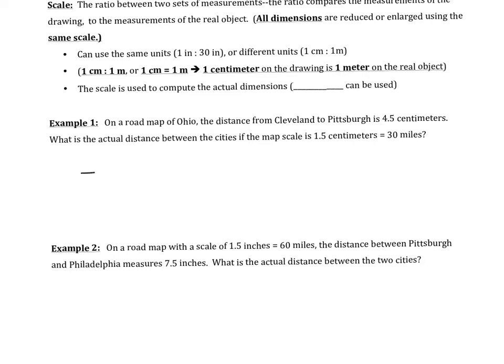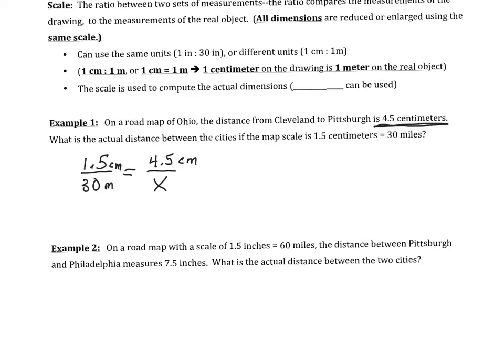So here we set up our proportions, just like we did in the last section of work that we accomplished. So we know that 1.5 centimeters is the same as 30 miles. Well, we find the other mention of centimeters right here. And so that has to be in the same location in the second fraction. And what we're looking for is the actual distance. So we put in our variable.